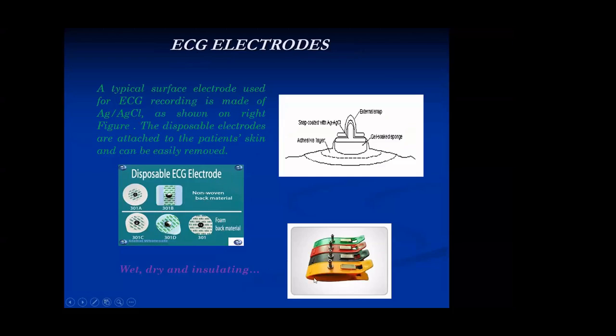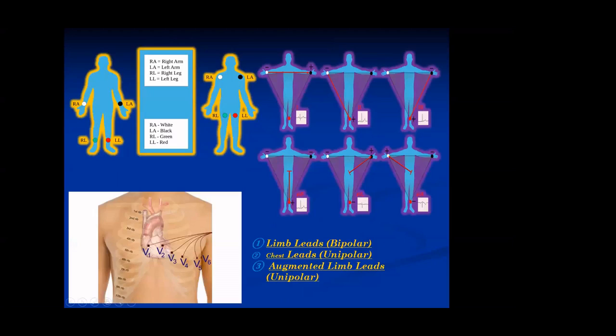This is something like this, or we can have clip type of electrode also. So basically these electrodes will convert the biopotentials that are generated inside the body into electrical signals. So these are examples of ECG electrodes.